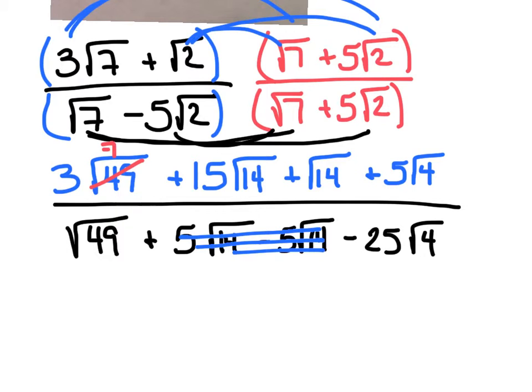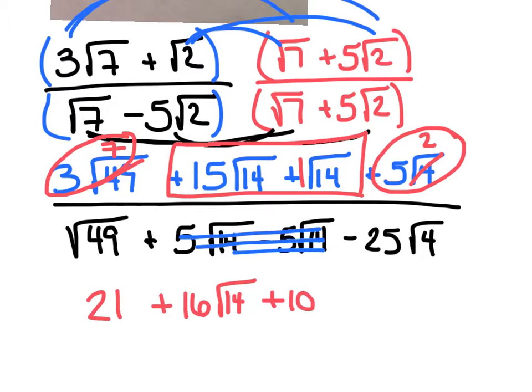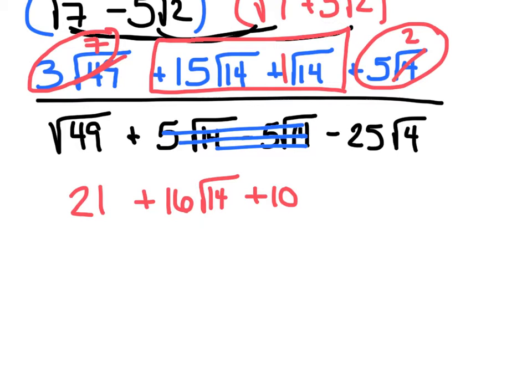Radical 49 is 7. In math, when numbers are next to each other, we multiply. You'll notice there's no plus sign. So there's my 21. These are like terms. I have 15 radical 14 plus 1 radical 14 gets me 16 radical 14. Square root of 4 is 2. Again, they're next to each other, so I'm going to multiply, so plus 10. And I'm going to go ahead and clean that numerator up one more step and add my like terms together. 21 and 10 is 31 plus 16 radical 14.